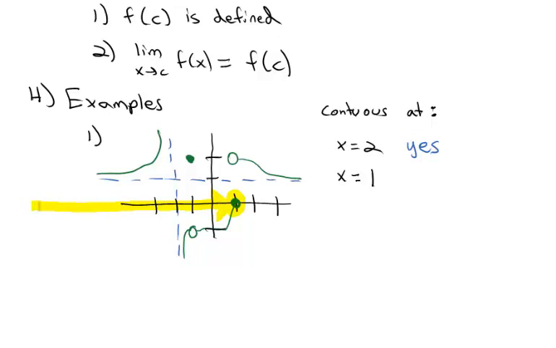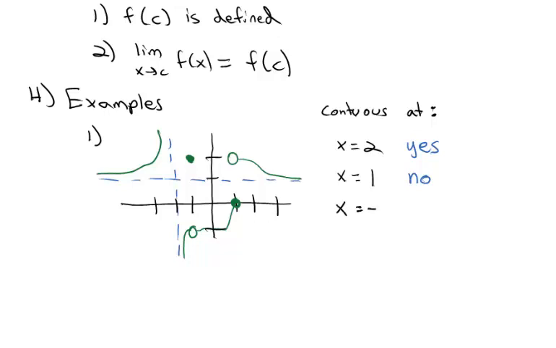we're coming in close to this value at 0, but coming in from the right side, you notice the graph is up high. It's not coming to the same point. It's coming into two different points. What we've done is we've violated the second rule that the limit is equal to the value, because this one doesn't actually have a limit at all. So at 1, no, it is not continuous. We call that a jump discontinuity. It does not work there.